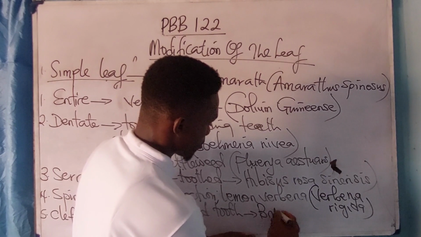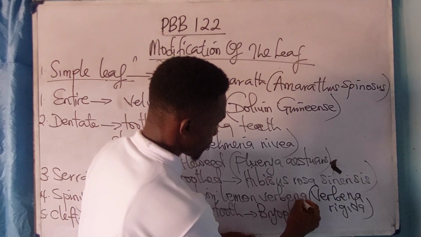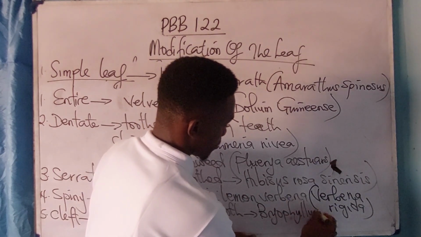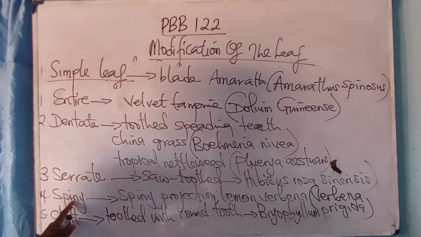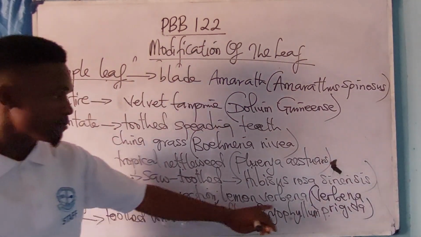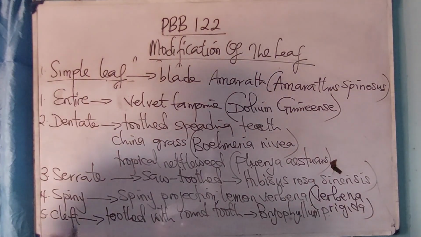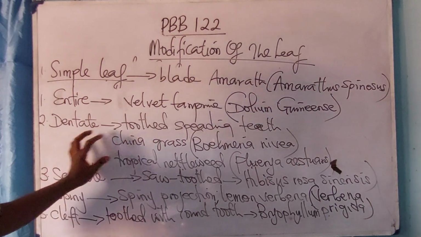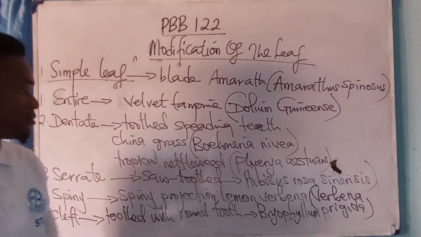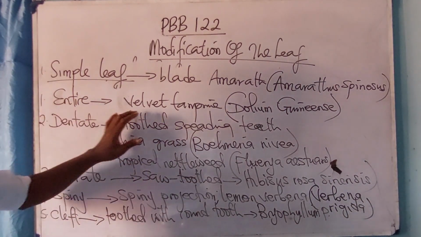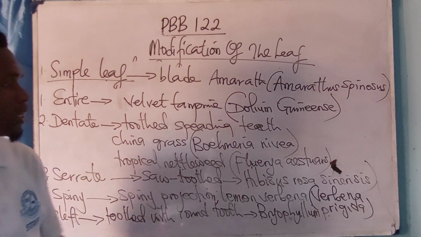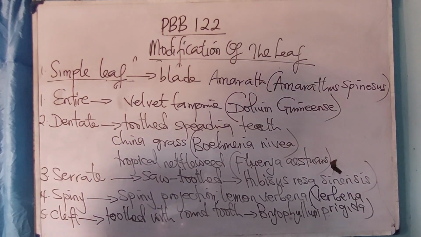Bryophyllum pinnatum. All right, Bryophyllum pinnatum possesses what? Cleft. Spiny is possessed by Verbena rigida. Serrate is possessed by what? Hibiscus rosa sinensis. Dentate is possessed by Boehmeria nivea. Then tropical nettleweed, that is Laportea aestuans. Then entire is possessed by Dolium guineas. All right, so please take note of that.